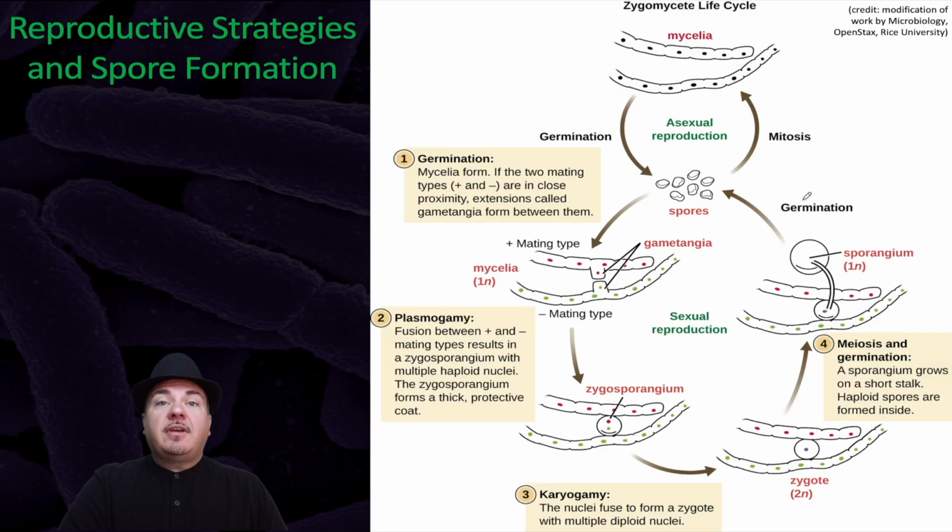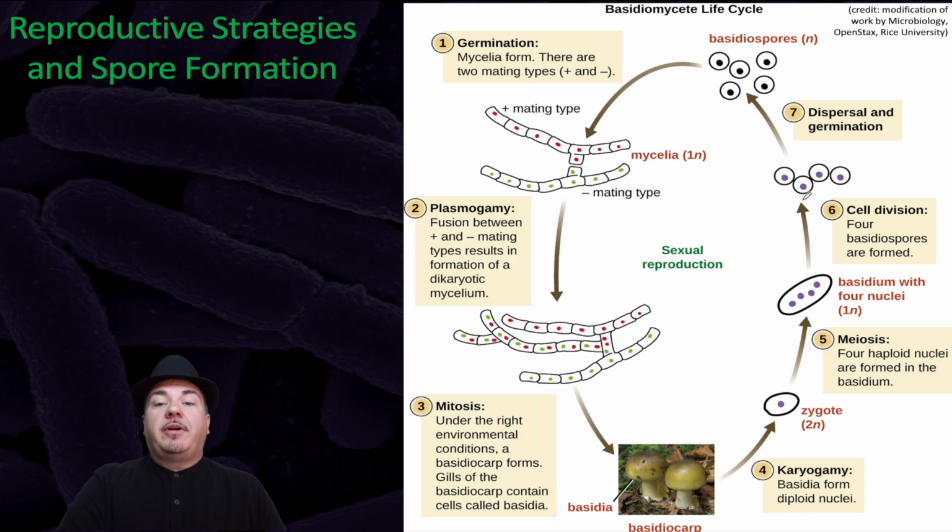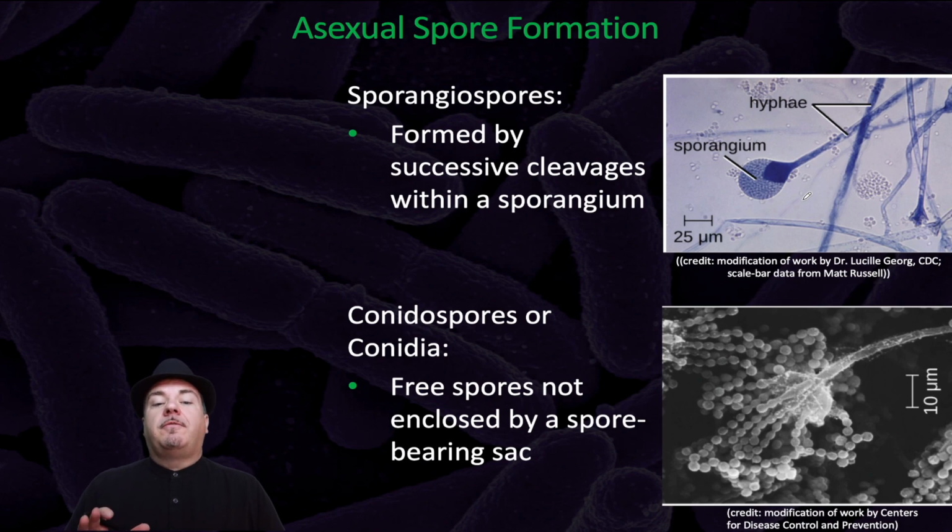So there are different types of fungi and different types of life cycles that the fungi can have. Some examples are zygomycete, ascomycete, basidiomycete. We're not going to go into those details in this video. But of note, they can alternate between spores and the hyphae forming the mycelia. So, the sporangiospores are formed by successive cleavages within a sporangium. But you could also have conidiospores or conidia, which are free spores not enclosed by a spore-bearing sac.